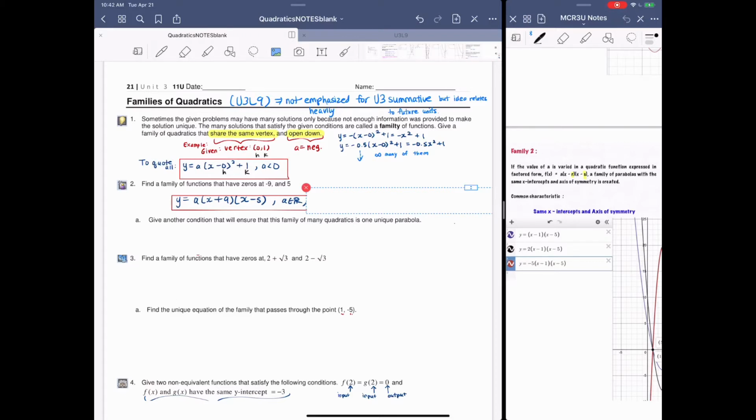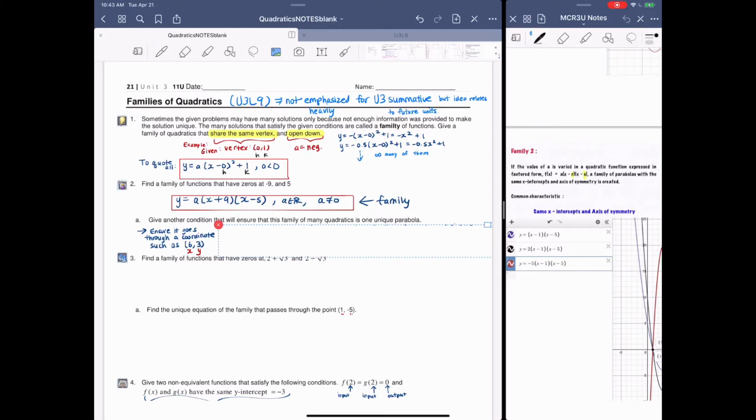And meanwhile, I can't have a equal to 0 because that means that I will just have a horizontal line, right? If I have y equals 0, that's just a flat horizontal line. 2a. Give another condition that will ensure that this family of quadratics is one unique parabola. So in order to make my parabola unique, I want to use a coordinate such as (6, 3) so that I could get a unique a value and therefore a unique parabola.